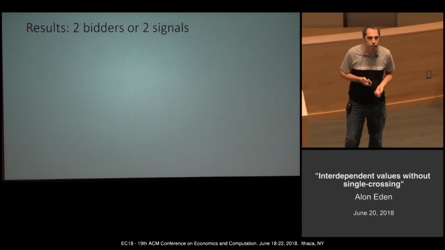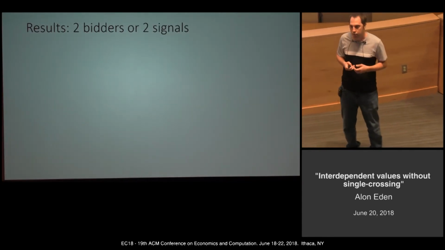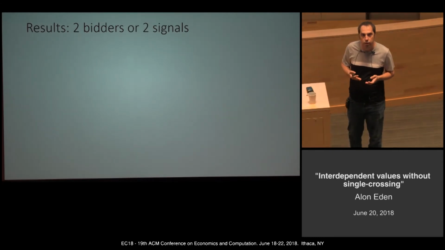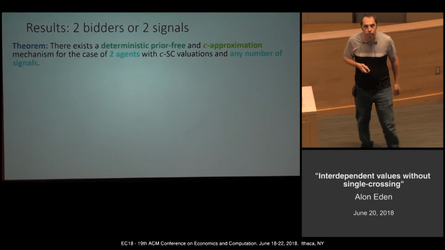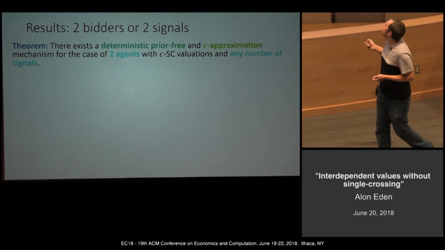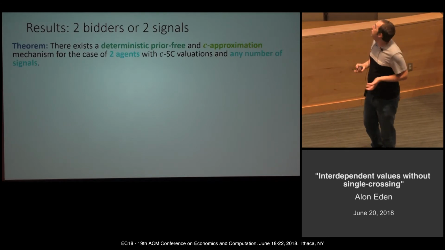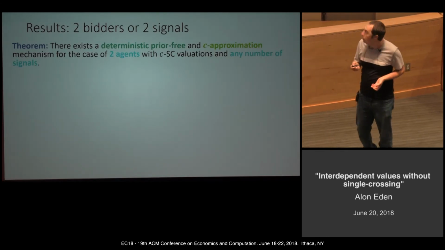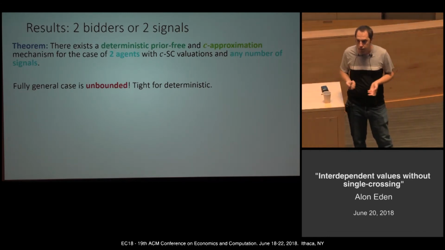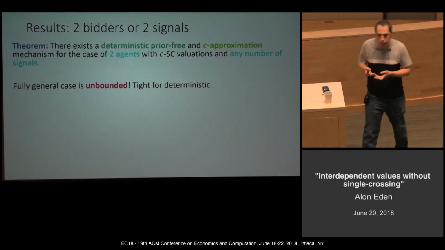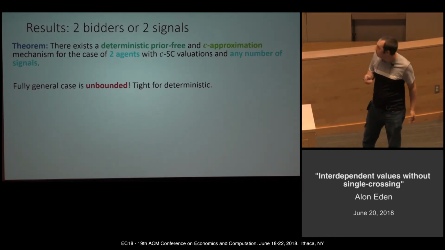Okay. So let's start talking about our results. Let's start with the 2 simple case where we have either 2 bidders or 2 signals. So for 2 bidders and any number of signals, there is a deterministic and prior free mechanism that gets us C approximation. And I remind you that without single crossing, this is unbounded. And this mechanism gets the best factor for deterministic mechanisms.